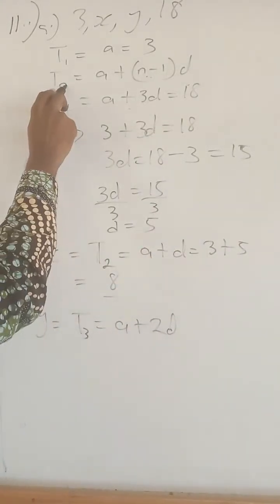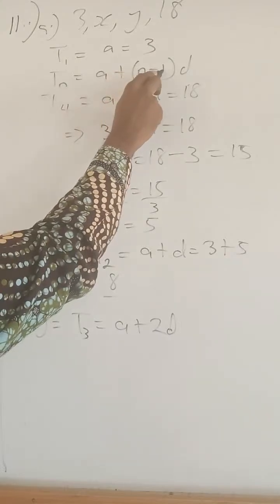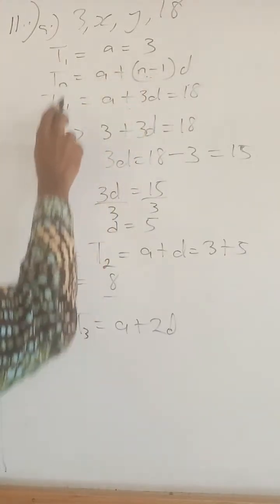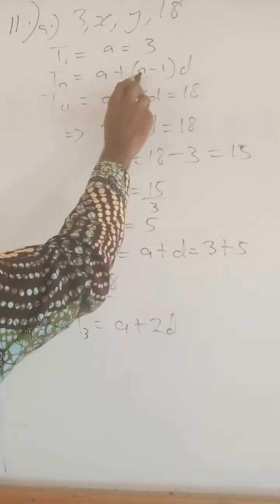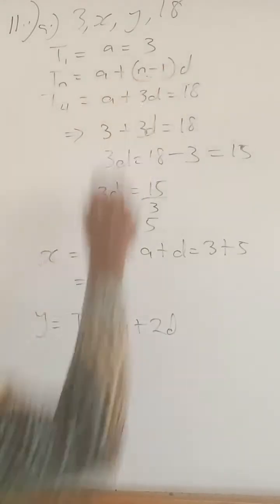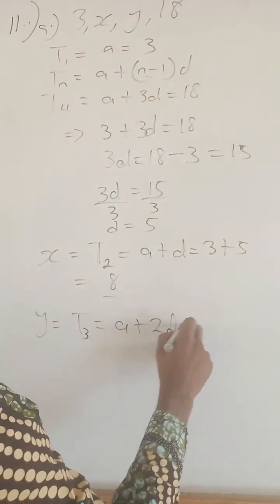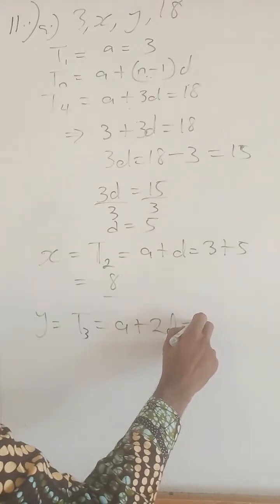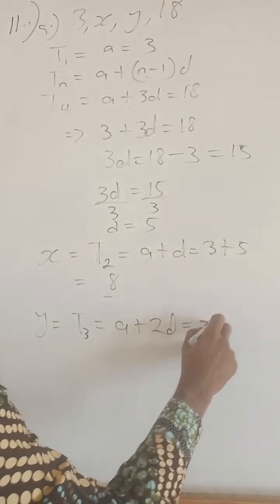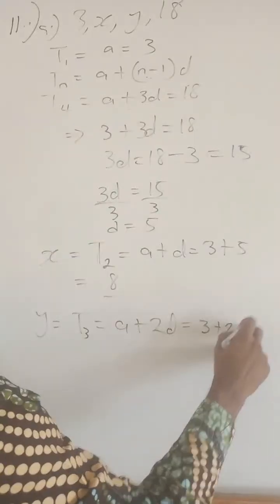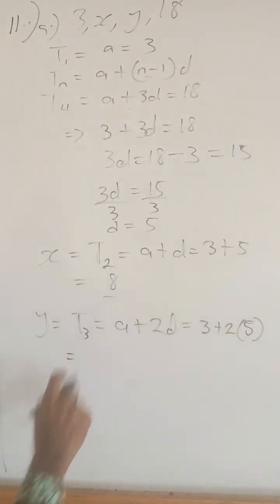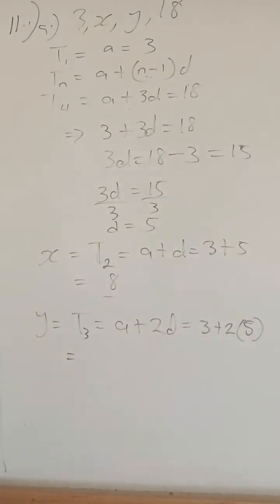If I replace n with 2, I have 2 minus 1. Replace n with 3 and you have 3 minus 1, which is 2d. And so this is going to be a, which is 3, plus 2 times 5. 2 times 5 is 10, plus 3 is 13. So that settles the A part. Moving on to the B part.